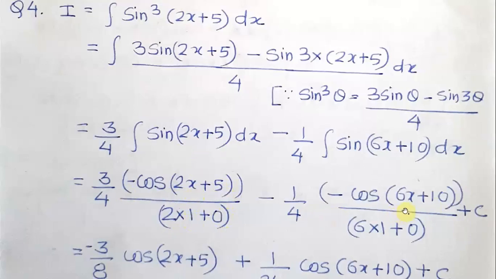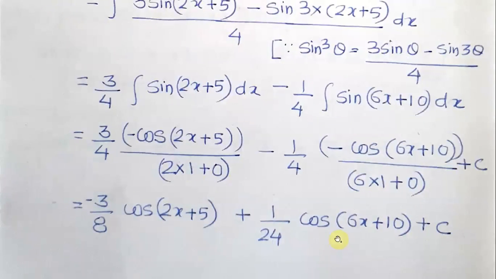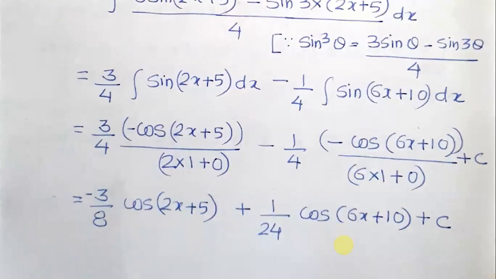In the same way, for 6x plus 10 I also took the derivative in the denominator, and a little more simplification gives you the complete answer. In this question, the answer given in the assignment is not wrong, and whatever we have done is also not wrong. Actually, we found the answer in two different forms.